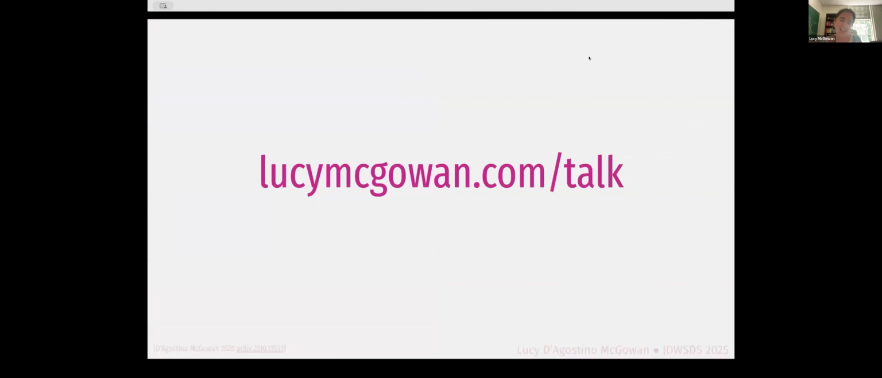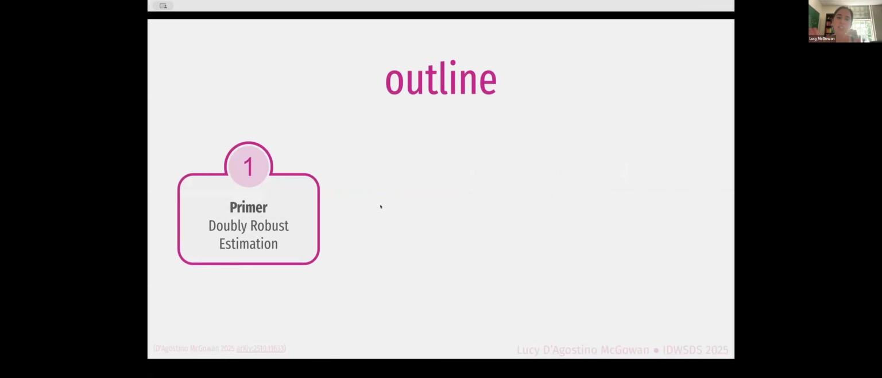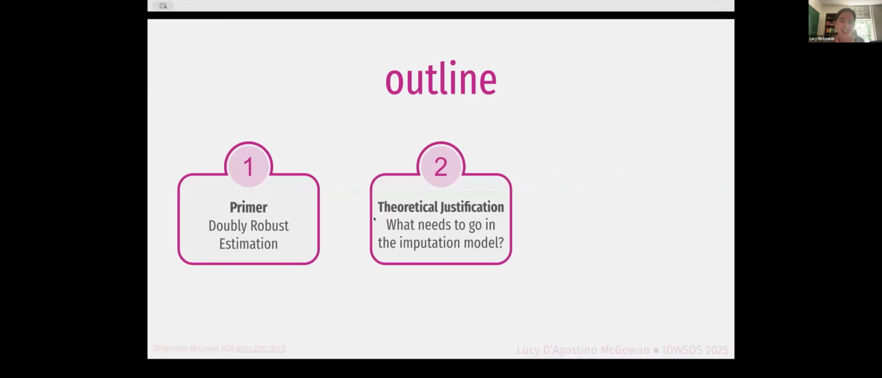Okay, if you'd like to find these slides, you can find them on my website at lucymcgowan.com/talk. And then at the bottom here, I have a little link to a preprint that covers all of this material as well. So I'm going to start just with a primer on doubly robust estimation in case folks are not up on that, and then I'm going to go into a bit of a theoretical justification. So the big picture here is what needs to go into the imputation model, and it'll become maybe more clear once I go through this doubly robust primer.